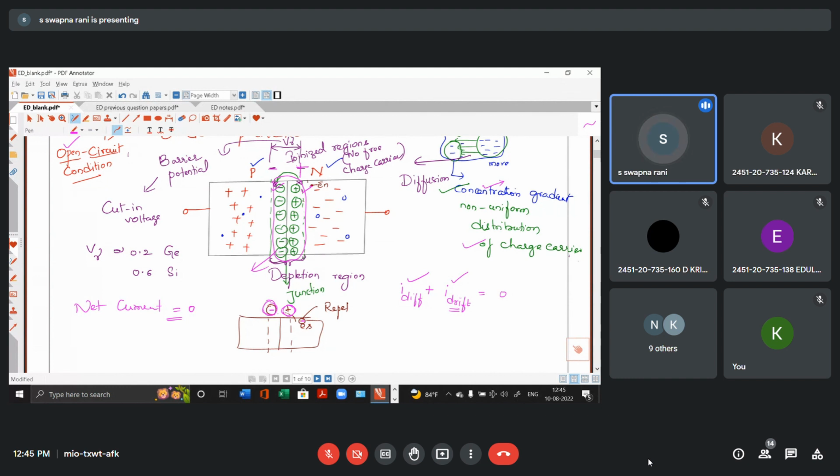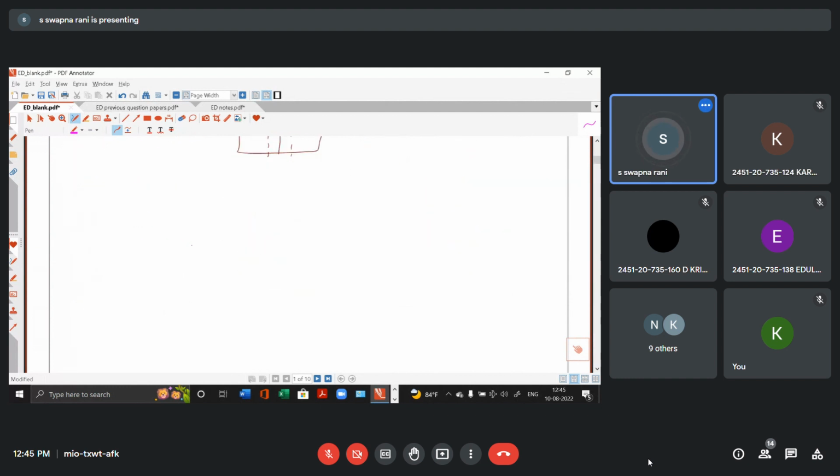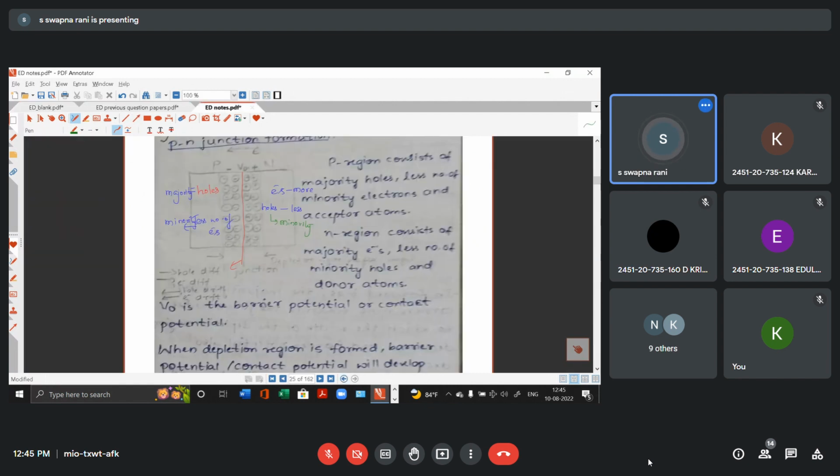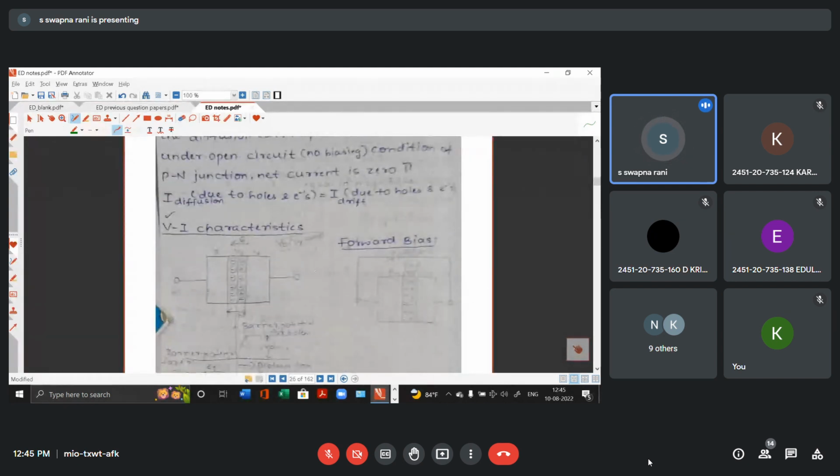Okay. So totally current will be 0. There is no current. Now we see the VI characteristics. VI characteristics ఇంకా ఐ థింక్ మీకు తెలిసే ఉంటుంది. ఇక్కడ చూడండి VI characteristics. So forward bias అంటే ఏంటి?